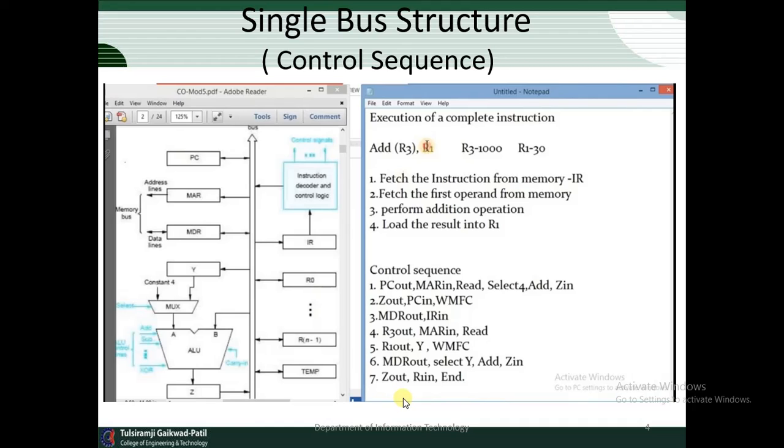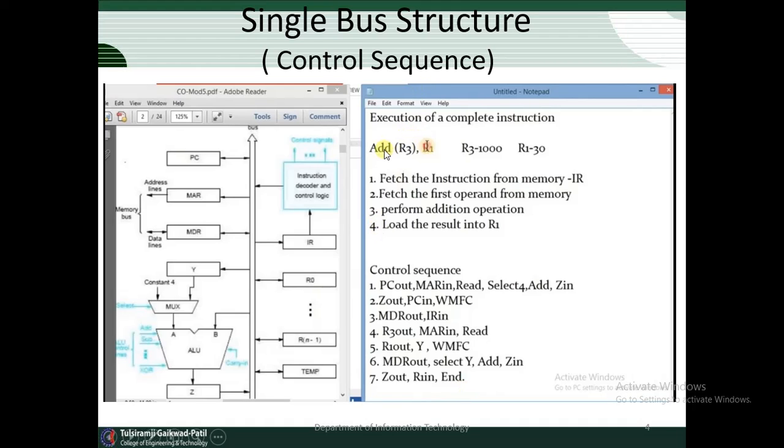Now what happened? What is the output? Here we have Z out, which can be observed with Z out. Here you can see it is again sent on the data bus. It again requires read, and at last we have to perform the end operation.